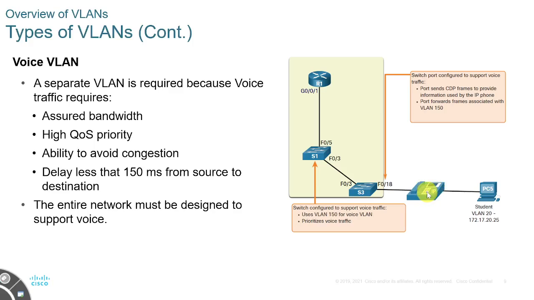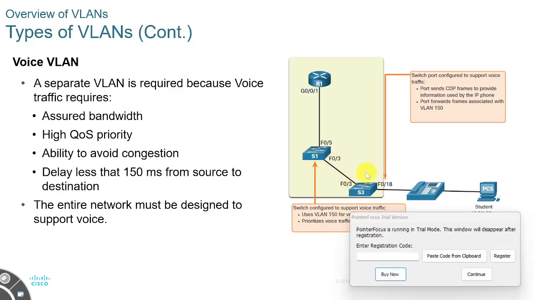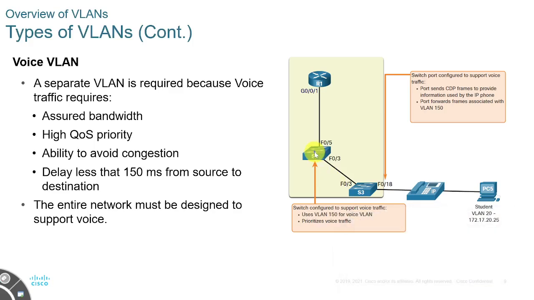Telephone, voice over IP, and here we have this switch. The switch is configured to support voice traffic here. It uses VLAN 150 for the voice VLAN. This one, for example, prioritizes voice traffic here because there's quality of service. So you have to differentiate your traffic here.